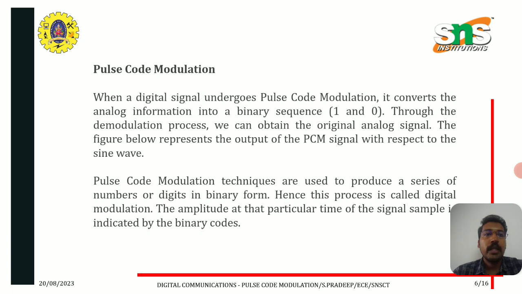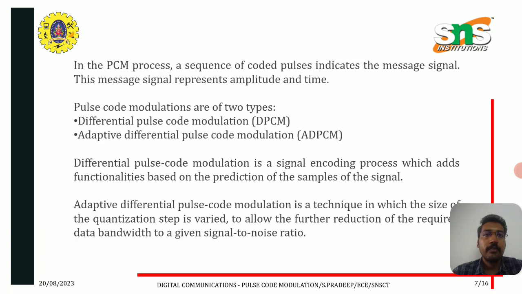Pulse code modulation technique is used to produce a series of numbers or digits in the binary form. Hence, this process is called digital modulation. The amplitude at the particular time of the signal sample is indicated by the binary codes. In the PCM process, a sequence of coded pulses indicates the message signal. This message signal represents amplitude and time.